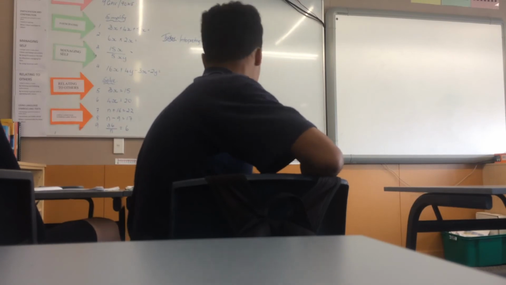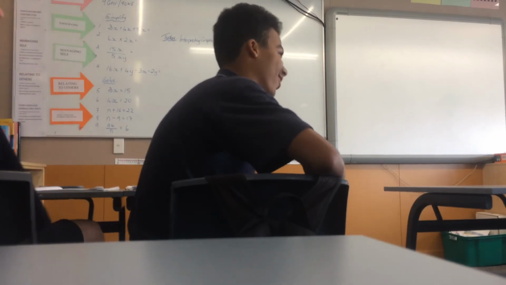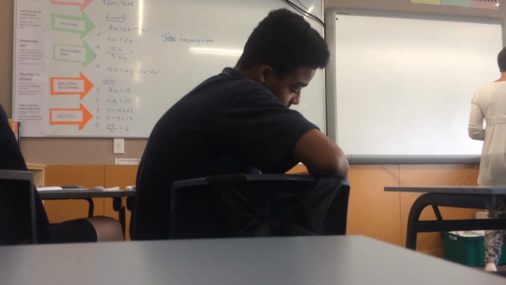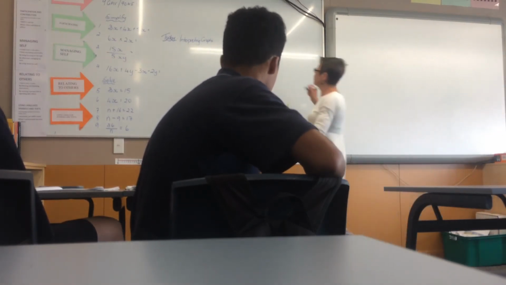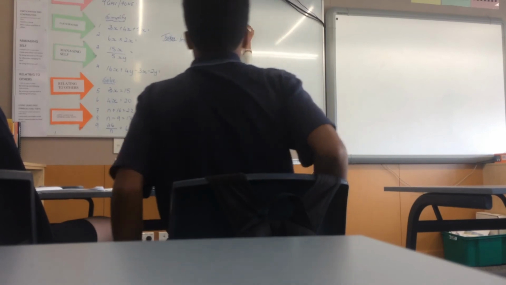So what I want to know is what kinds of symmetry and what is the total order of symmetry for these shapes, please. So you will need to draw them and you will need to then give me the order of symmetry. So here's the first one.